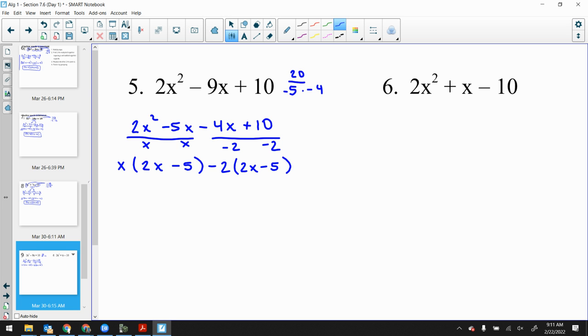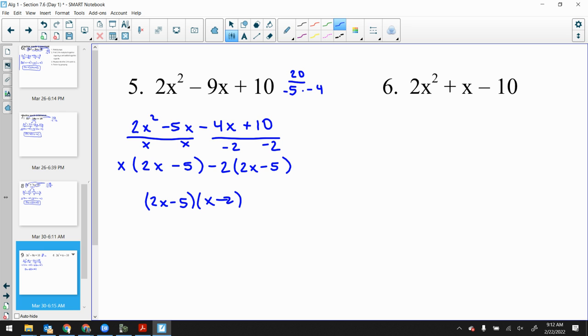I set it up by 2x squared minus 4x and then minus 5x? No, negative 5 minus 10. And yeah, I got x times, and then parentheses, 2x minus 4, and then I got 5 times x minus 2. Ooh, then you made a mistake somewhere, because that is not right. If you do the other order, like that should be my answer.